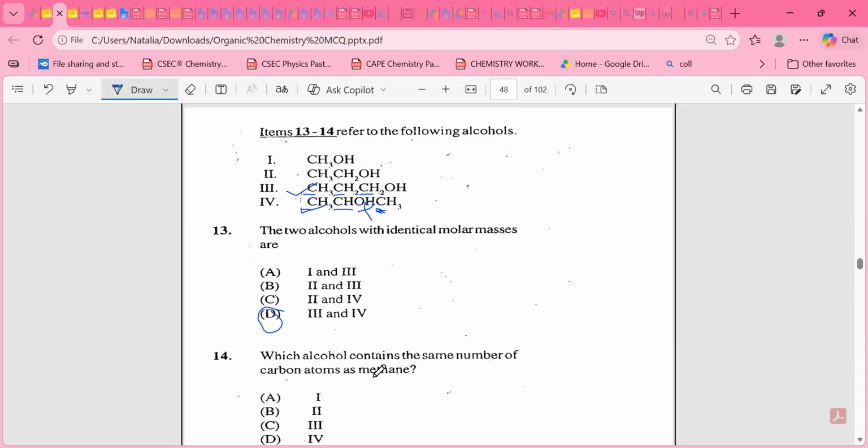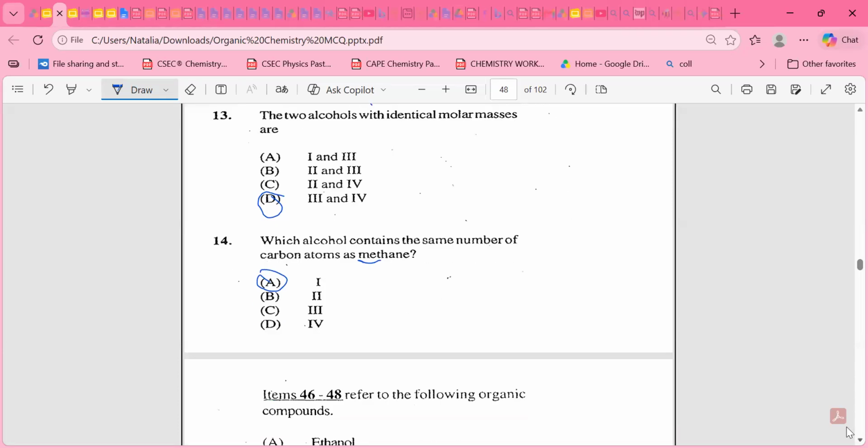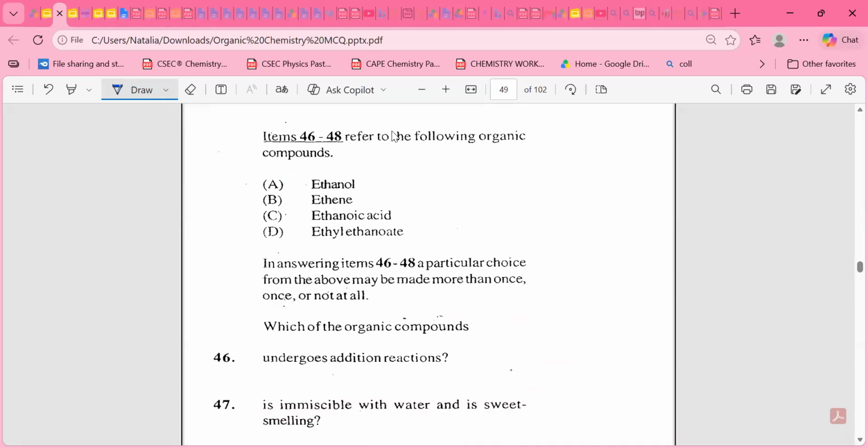Which alcohol contains the same number of carbons as methane? Meth means 1. The one with 1 carbon is A. Items 46 to 48 refer to the following organic compounds: ethanol, ethene, ethanoic acid, ethyl ethanoate. Which organic compound undergoes addition reaction? We're looking for the alkene. That's B. Immiscible in water and sweet smelling. Once I said that, you're looking at an ester. D is the ester.